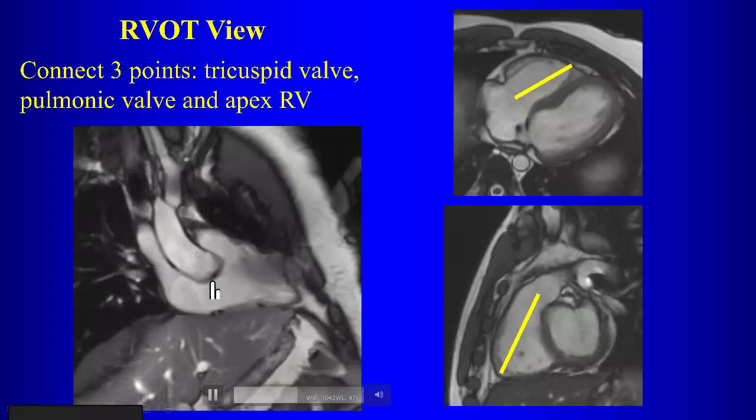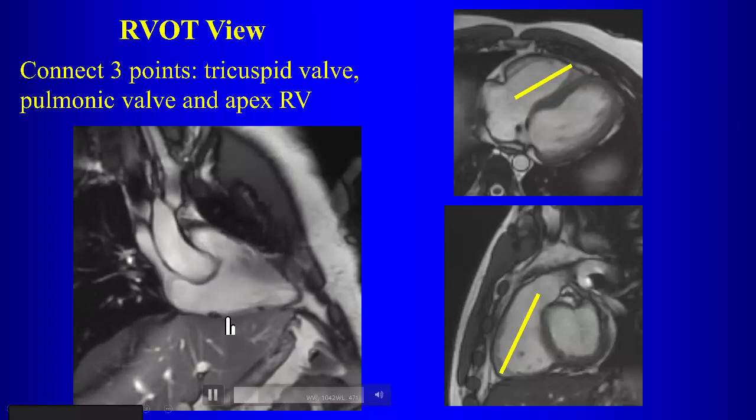So the tricuspid valve would be here. Here's the apex of the ventricle. Pulmonic valve out here, so that's a right ventricular outflow tract view. Notice here, though, the inflow and the outflow are separated, right? Because the right ventricle morphology is different from the left ventricular morphology. There's the infundibulum, which is the outflow tract of the right ventricle. So there's separation of the inflow and the outflow valves for the right ventricle.